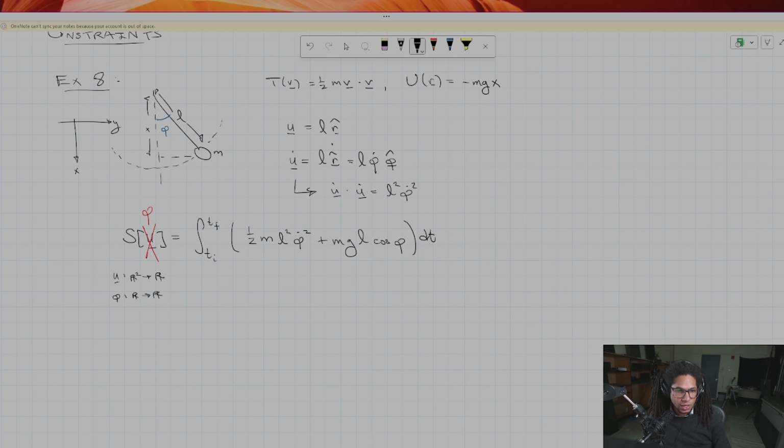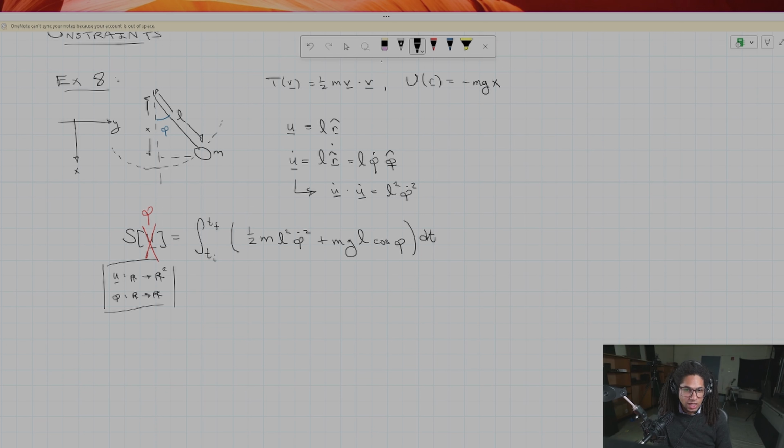Oh, sorry, u is R to R2. Phi is still R to R. In any case, S is not a functional that eats functions into Rn if we're in n-dimensional space. It's a functional that eats functions into the number of coordinates needed to describe our system. These are called generalized coordinates, and we'll get a chance to discuss them more later on. Okay, so we get to cross out u and have this just be a functional of phi.